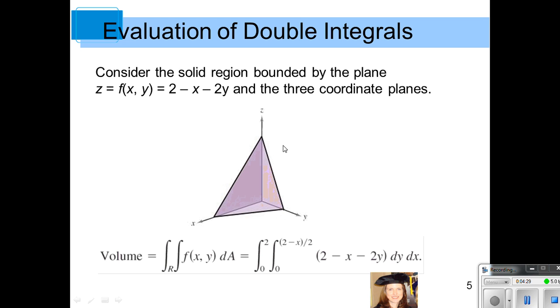Now the height of this is the actual function f of x y, so that's what's inside your integral, and the order for your differentials is dy dx.